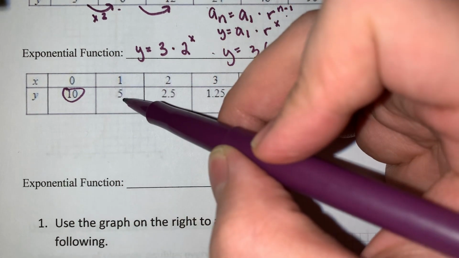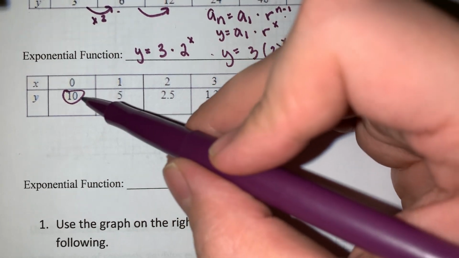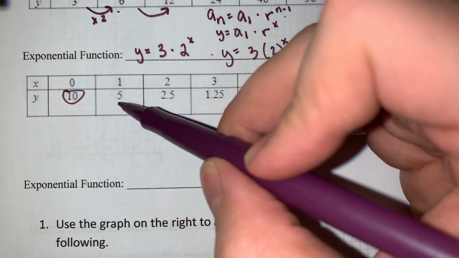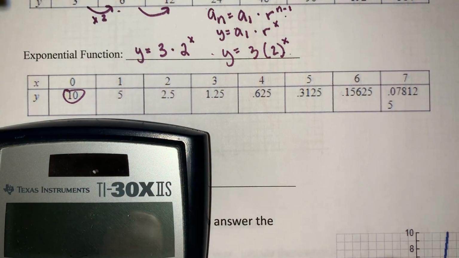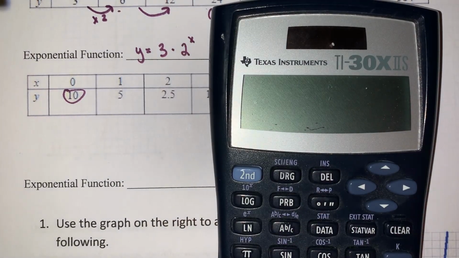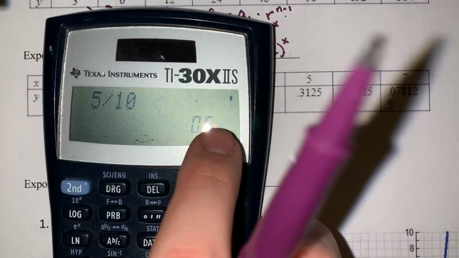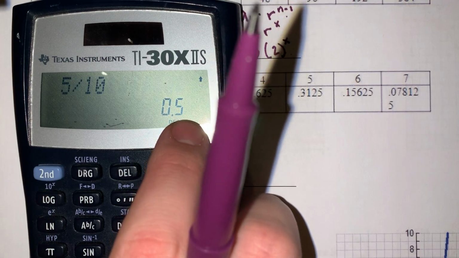So 10 times something gives me 5. Well, I definitely can notice, I look at it and I see, okay, 10 divided by 2 gives me 5. But what times 10 can give me 5? So the quickest and easiest way, without having to use some thinking here, or the word reciprocal, because apparently everyone hates the word reciprocal, is you could take this second term, 5, and divide it by the first term, 10. And that gives you your rate of change, or your ratio, sorry. Your ratio is 0.5.